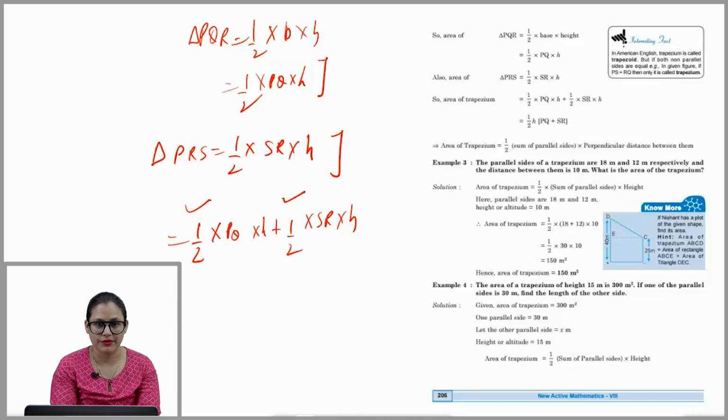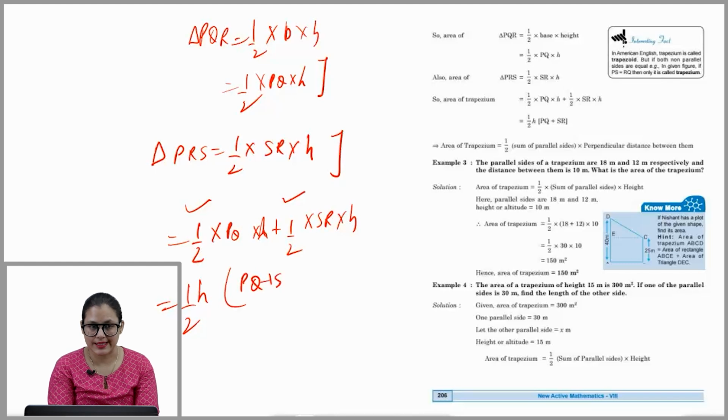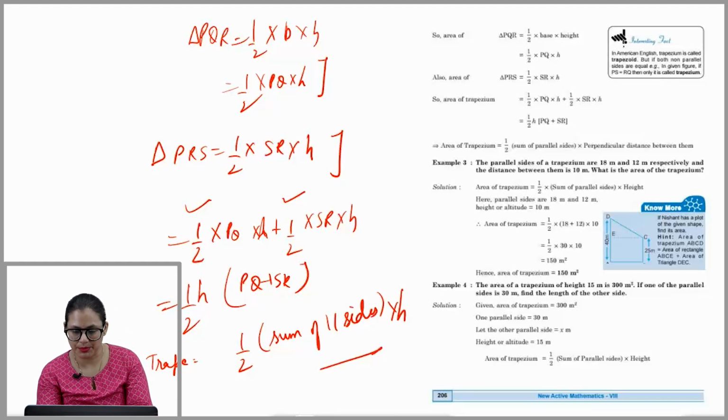Half plus half is what? So, we will take half and H as common, half H, then in bracket PQ plus SR. So, area of trapezium is what? Half in bracket sum of parallel sides into height, or you can say perpendicular distance between them.